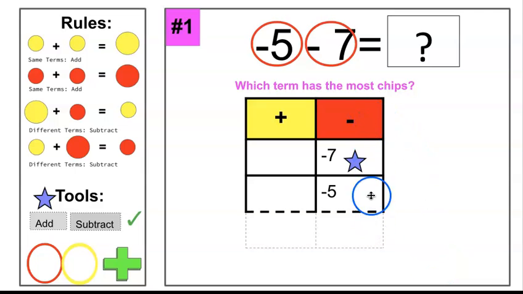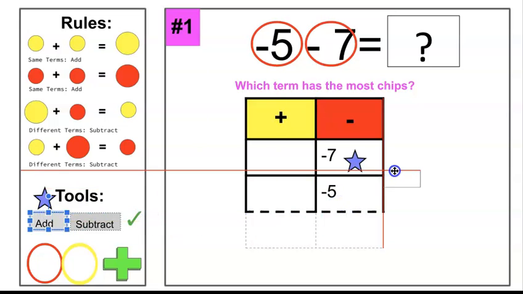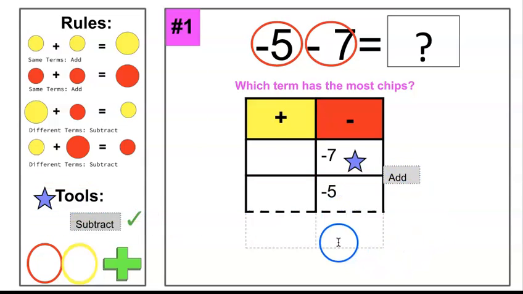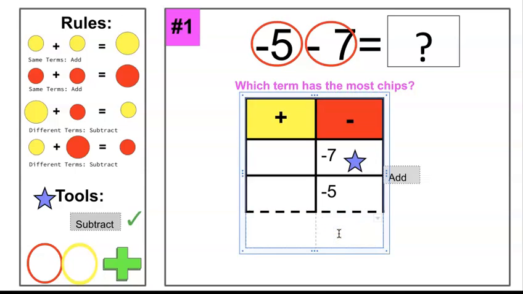So I see that both of these are negative numbers. And when they're both negative numbers, I look over here at the rules and I see that a negative and another negative together is going to give me a negative answer. So that means that I'm going to add those two integers. So I'm going to go ahead and get my directions here. I'll put my add. So I'm going to go ahead and add -7 plus -5. So that's going to be -12.